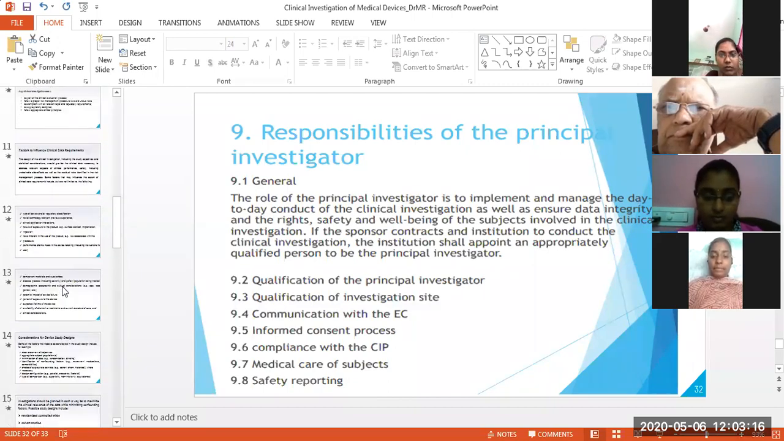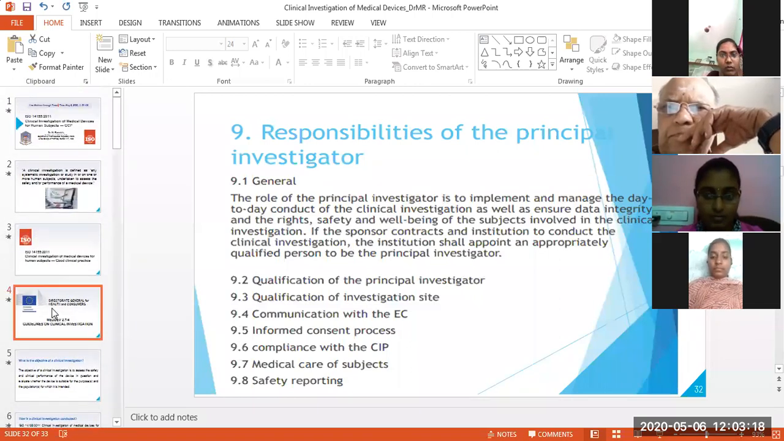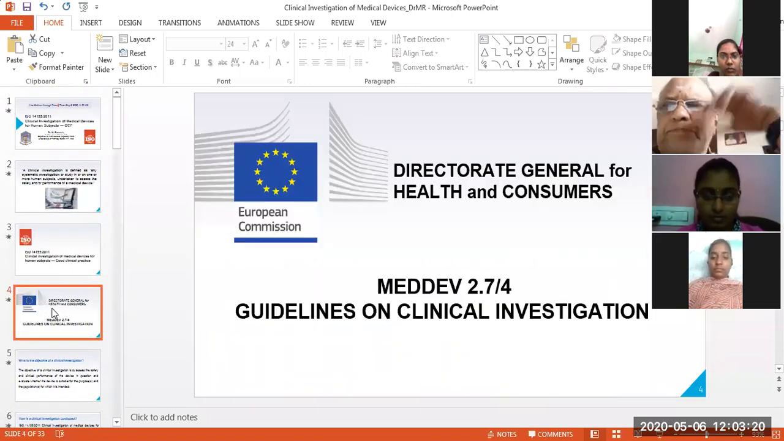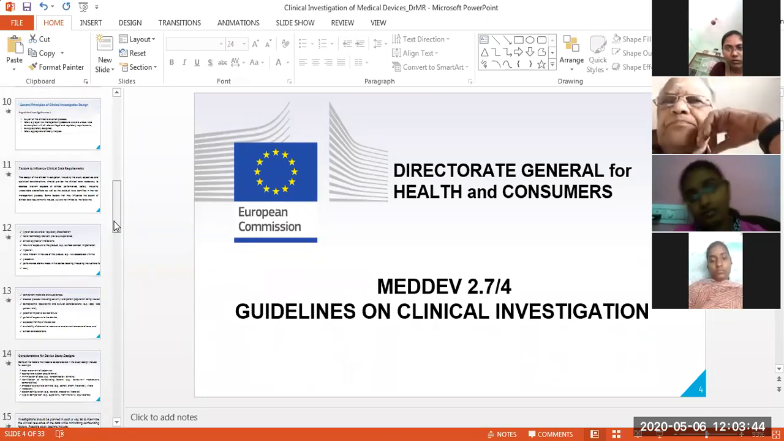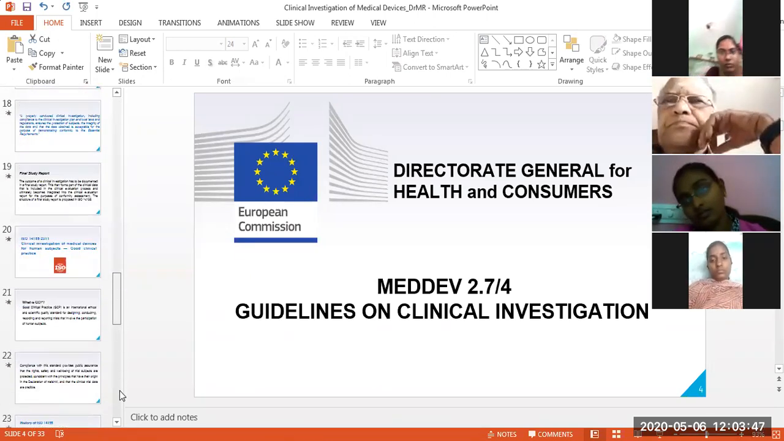Apart from this standard, you should also follow the European guideline MedDev 2.7 revision 4. This is also one of the guidelines documents given by the European government for conducting a clinical investigation. These are the two ultimate guidelines for conducting a clinical investigation on medical devices. So that is today's topic. If you have anything, you should ask.